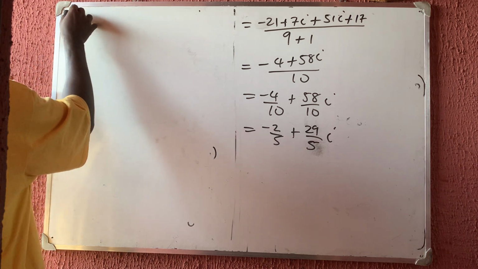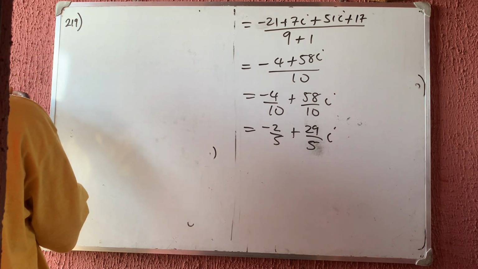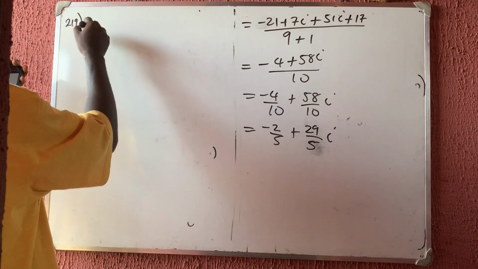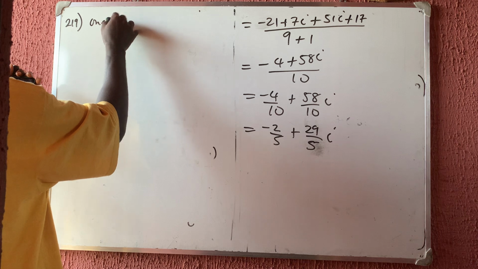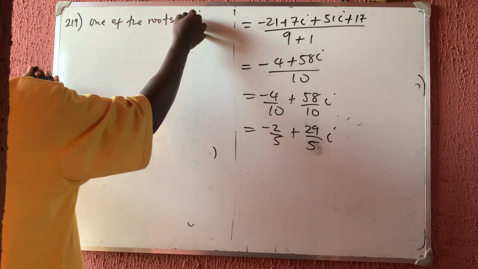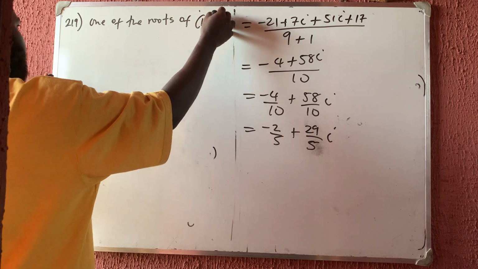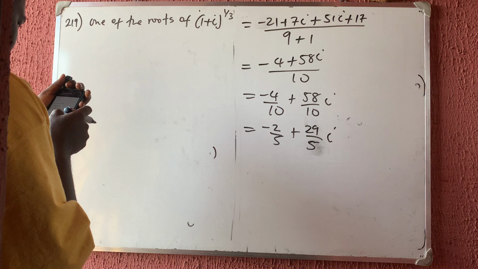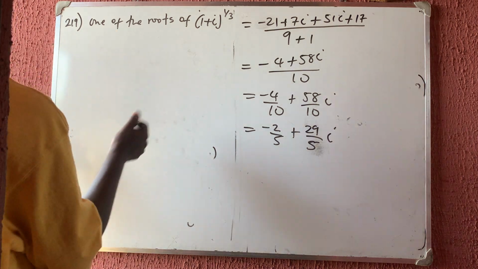Question number 219. Question number 219 said, obtain one of the roots of this. Okay, we have done this before. Obtain one of the roots of 1 plus i raised to power 1 over 3. Okay, let's just do it.